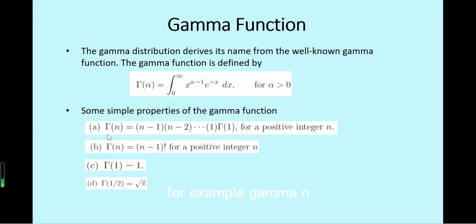For example, for gamma n, if n is a positive integer, gamma n equals n minus 1 times n minus 2 and so on, until gamma 1. And gamma 1 actually is 1. So gamma n equals n minus 1 factorial. Here it is equal, not minus, equal. And gamma 0.5 equals the square root of pi. So the gamma function is very interesting.